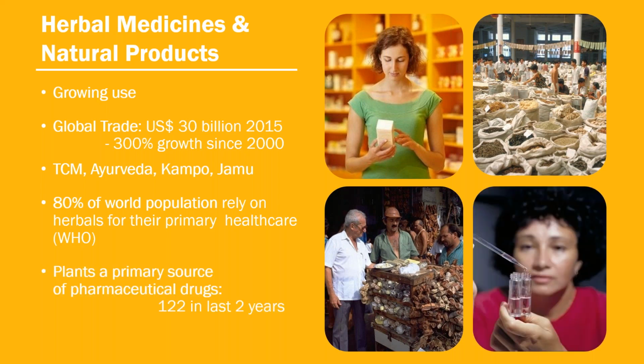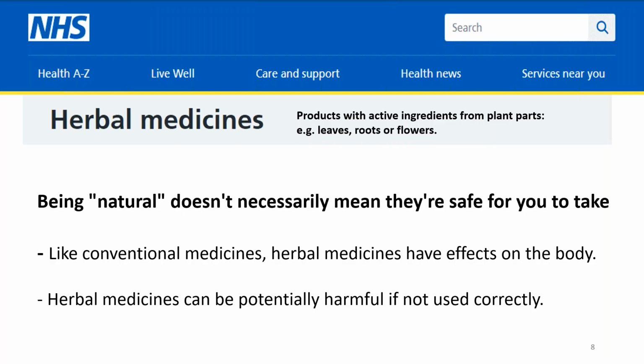And finally, of course, plants remain a primary source of pharmaceutical growth. So in the last couple of years, 122 new drugs have been brought to the market based upon molecules which were initially identified or separated from a plant or a fungus.